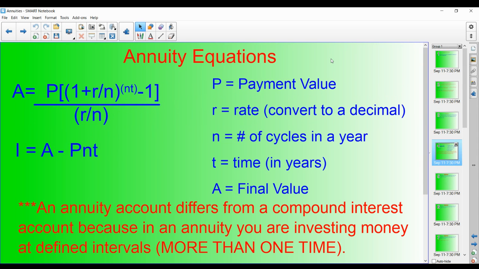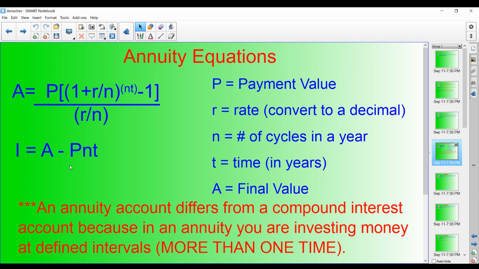Here's the formula for annuities. An annuity is different than a compound interest equation because this P stands for the payment you're making every month or every year or however often you've decided. Still got the rate and the number of times per year, and T is still time in years. And interest is still how much money I have now minus how much I've put in, but now I've put in money more than once, so I have to do that calculation.